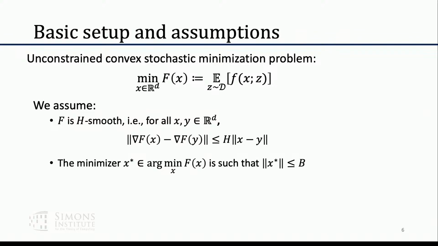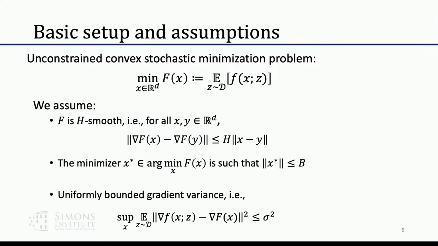We'll also make a bounded minimizer assumption. This really just means that the solution isn't too far away, and of course you should maybe expect to depend on how far away the solution is from, say, where you start, and maybe where you start could by default be at the origin. So we'll parameterize that by capital B. And also, as is typical in understanding stochastic gradient methods, we're going to assume some uniformly bounded gradient variance. So we'll let sigma squared bound the variance.